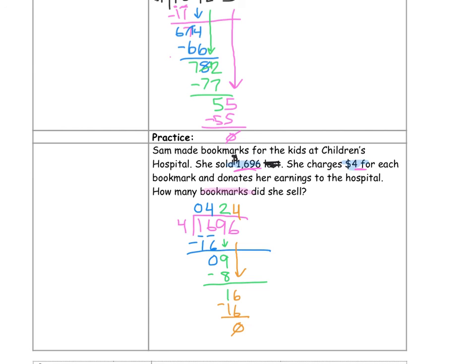Welcome back. So I calculated, and I hope you did too, 424. But we're not done answering the problem because we still need our sentence. So our sentence is, she sold 424 bookmarks. Nice job.